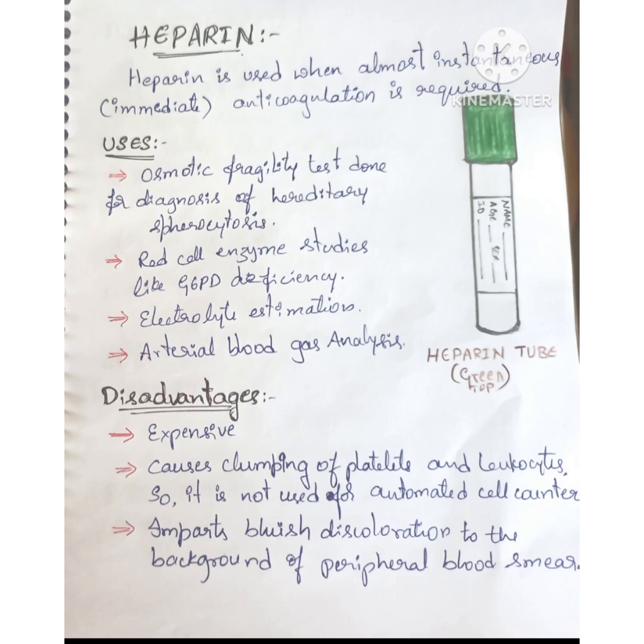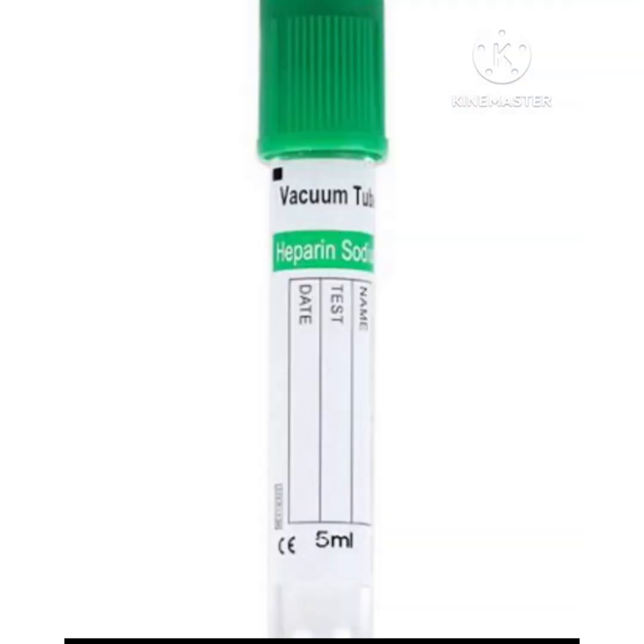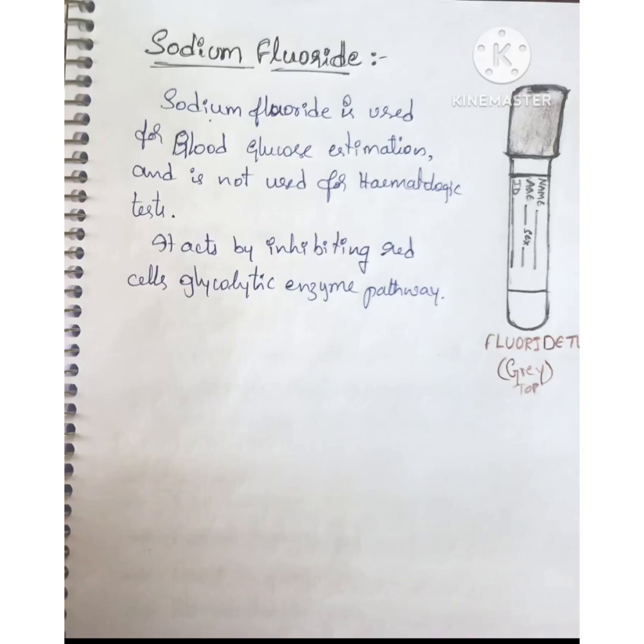Disadvantages of heparin are expensive, cause clumping of platelets and leukocytes, so it is not used for automated cell counters, imparts bluish discoloration to the background of peripheral blood smears. The color code of heparin tube is green. The next and last one is sodium fluoride.